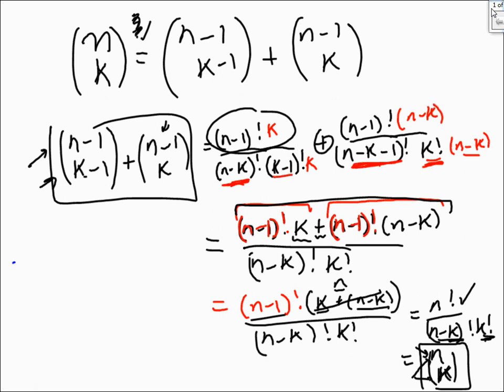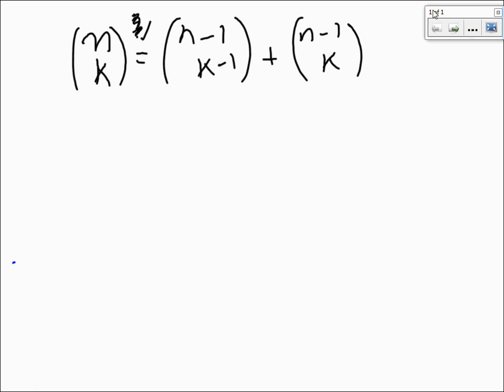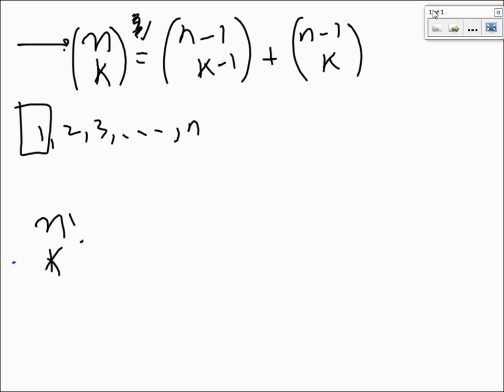Now, in my opinion, that's a long way to prove this. Here's an alternate way of proving this. You have n objects. Say they're numbered 1, 2, 3, up to n. Let's concentrate on the first one. Okay, I'm going to break up the n choose k ways of choosing k objects from n into two disjoint pieces.